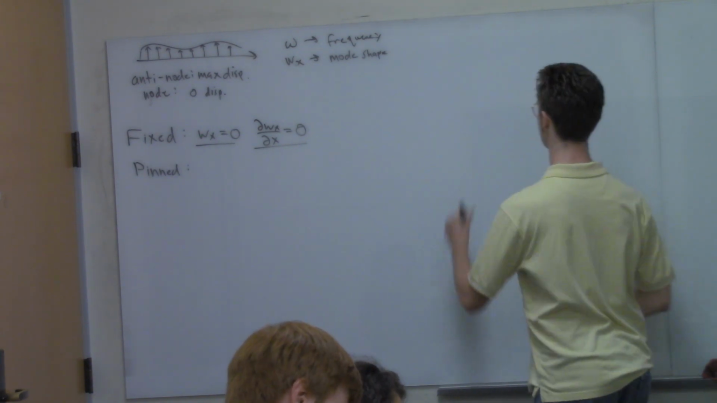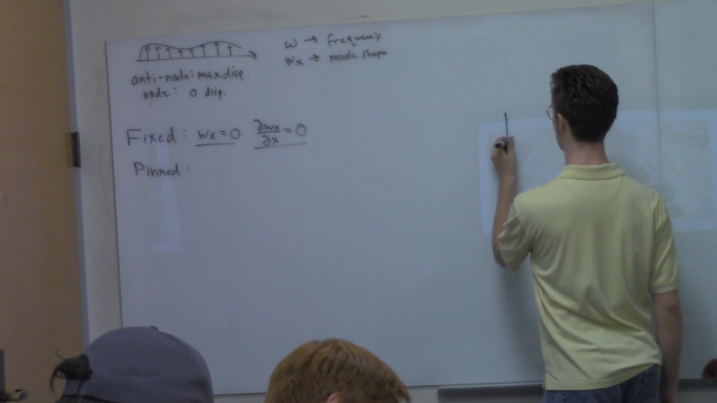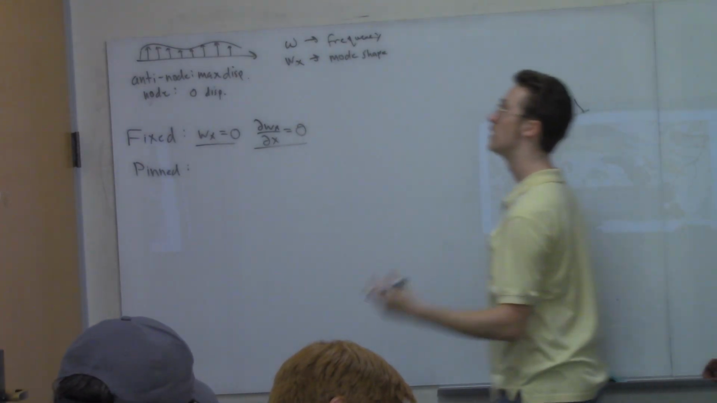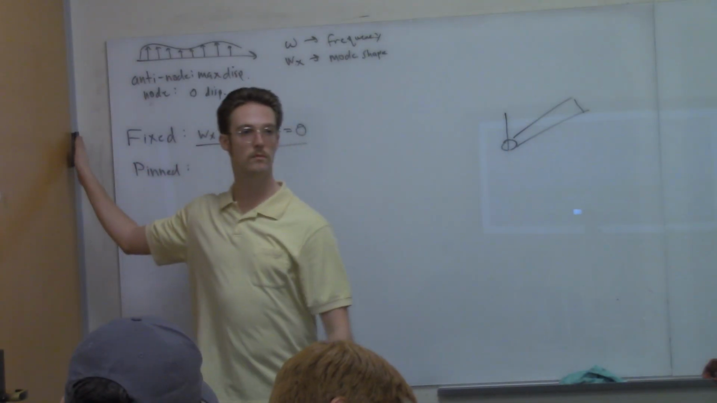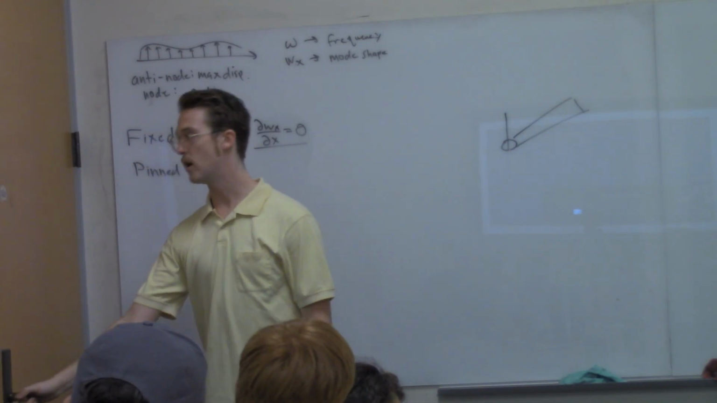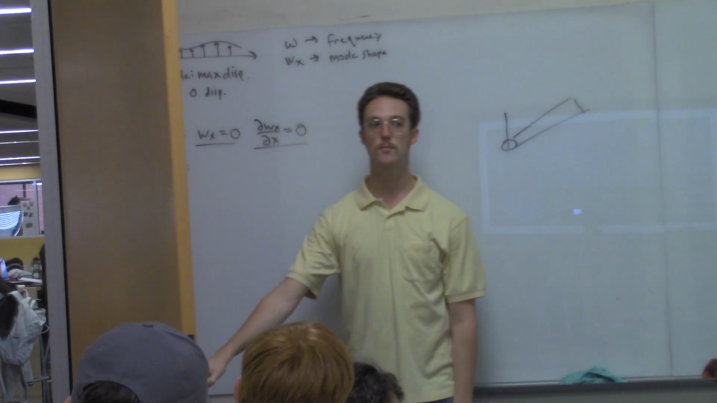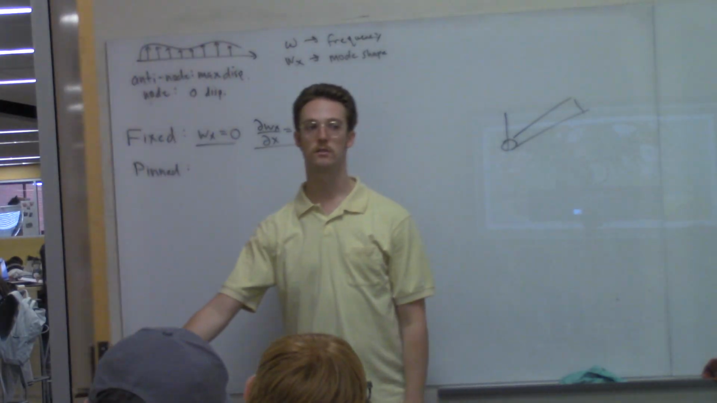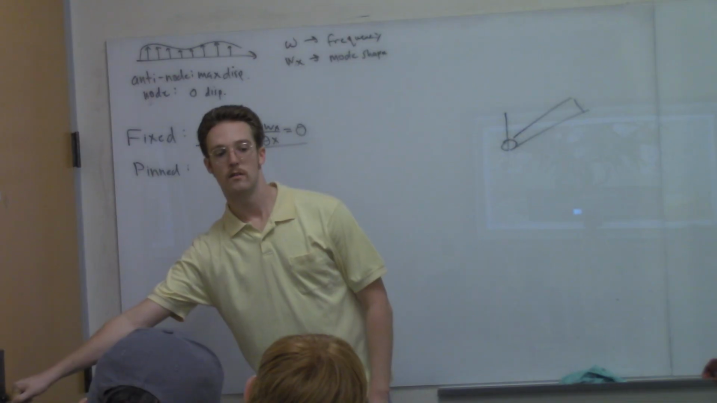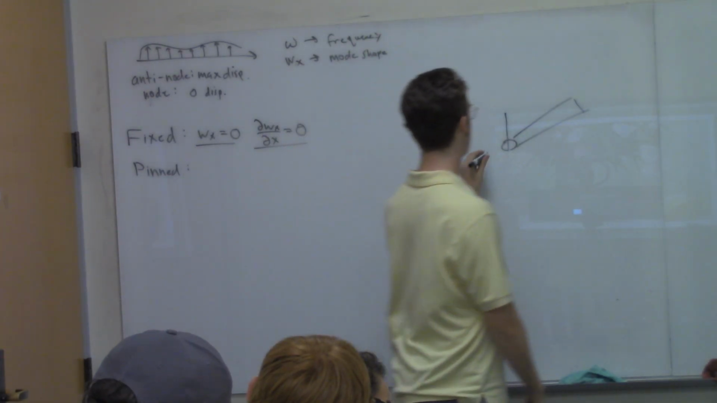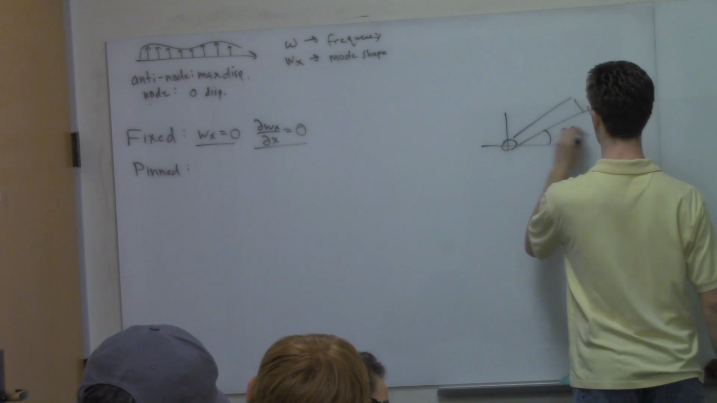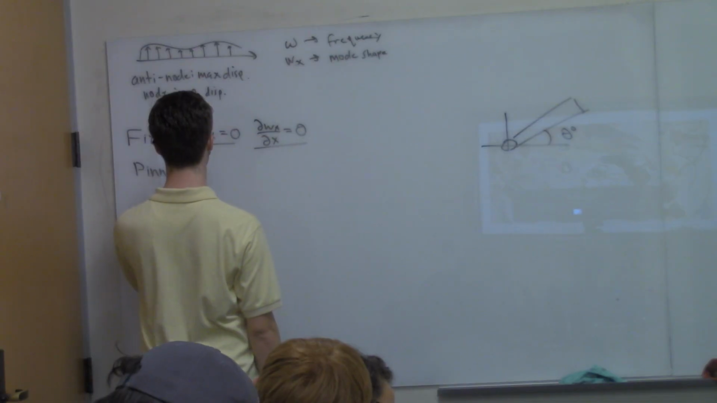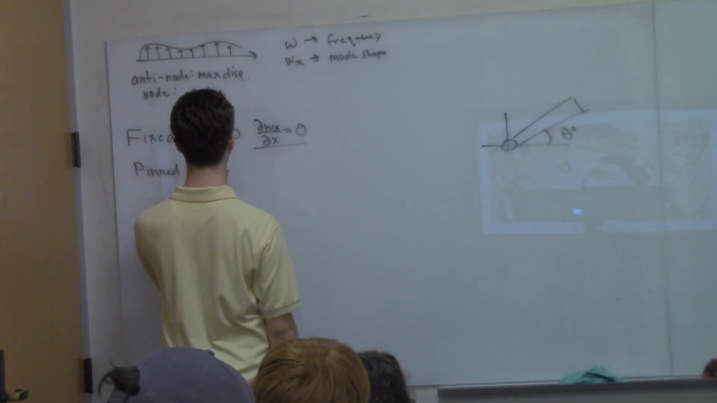Okay. So for pinned, if I have something pinned here, like let's say this is the hinge of a door. The hinge of this door is a pin. So if I open this door, the pin isn't going to move in space, it's not going to translate, but it allows the door to open and close, which means that at a pinned end we can have some angle here, but this still isn't going to move. So now the only thing we have here is that Wx is equal to 0.